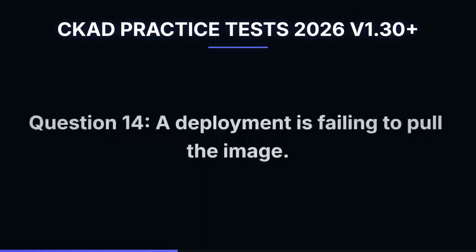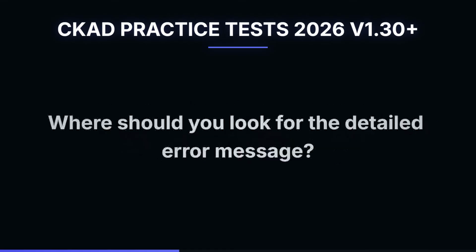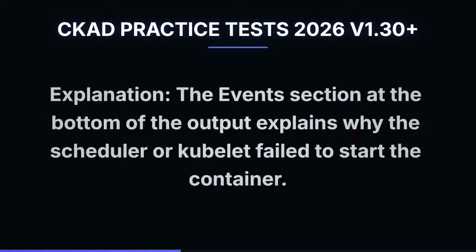Question 14. A deployment is failing to pull the image. You see image pull back off. Where should you look for the detailed error message? Answer: run kubectl describe pod <pod name> and look at the events section. Explanation: The events section at the bottom of the output explains why the scheduler or kubelet failed to start the container.